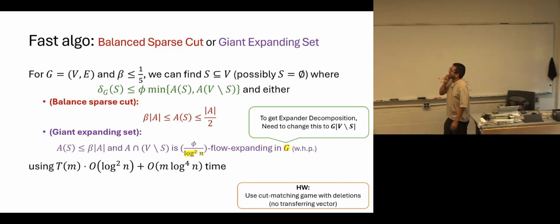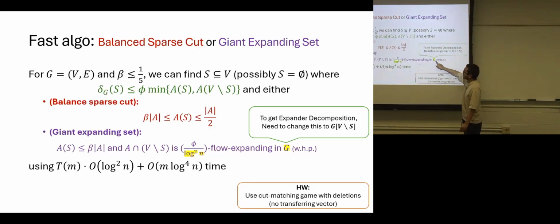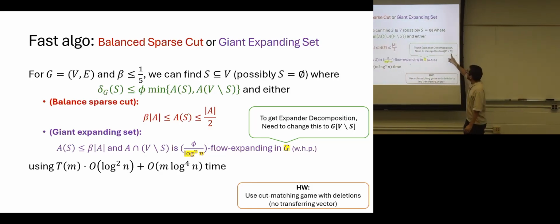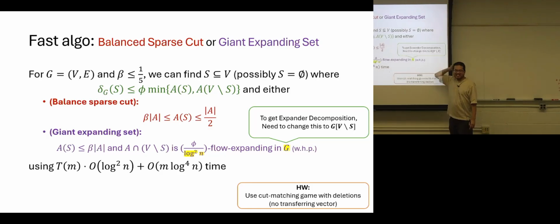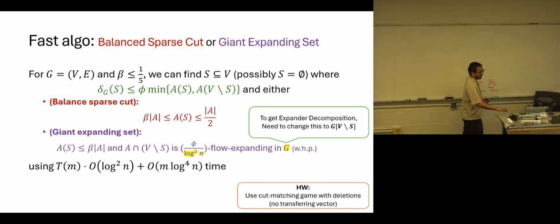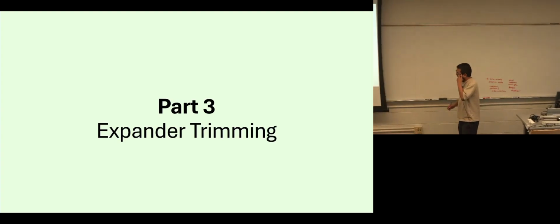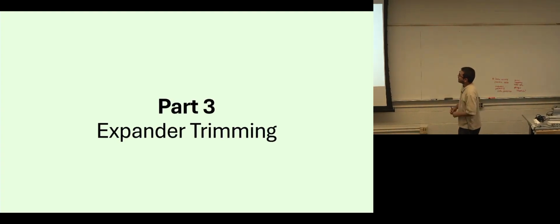Okay. But now what I'm going to tell you is how to change from this thing to what we want. Instead of in the graph G, it should be expanding inside the component, not in the whole graph. There's a way to fix this. It's a technique that Di Wang and I introduced. It's called expander trimming.